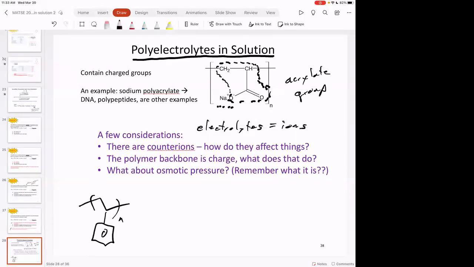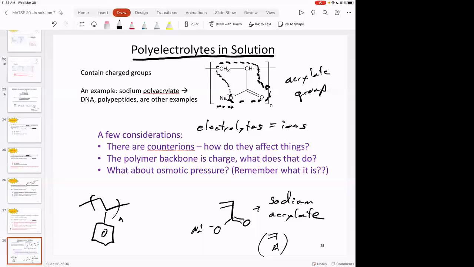So the monomer for this is, let's see, we have a double bond, carbon here, carbonyl, O minus, Na plus. So this is sodium acrylate. And we can make sodium polyacrylate by polymerizing this using our vinyl polymerization, because this is all the same as R. So that's cool. Now we have a way to make polymers.